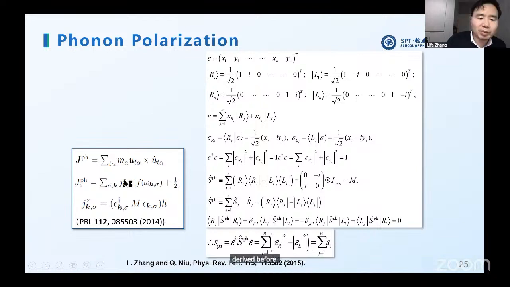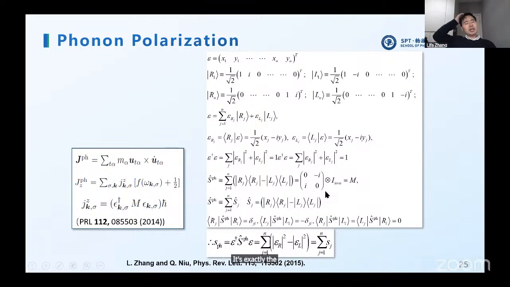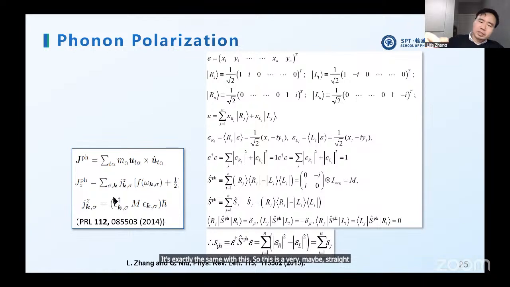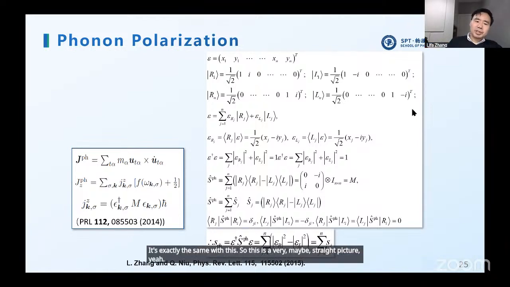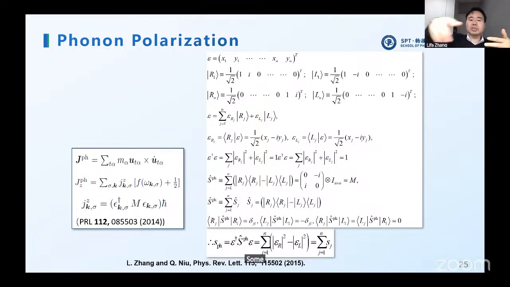We derived the angular momentum for phonons, and here we have it from the formula. This is exactly the same as this, so it is a very straightforward picture. The angular momentum for each mode comes from the atoms, when each atom does some circular or elliptical vibration. We then get this phonon angular momentum.